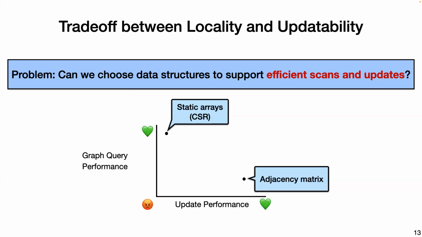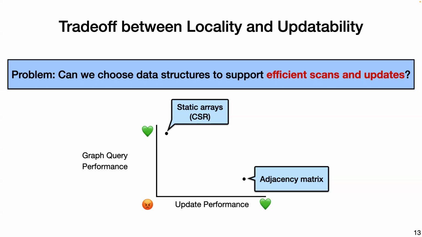Who is the adjacency list? It can be, it's not worse in both dimensions than either of these. So, does that make sense?